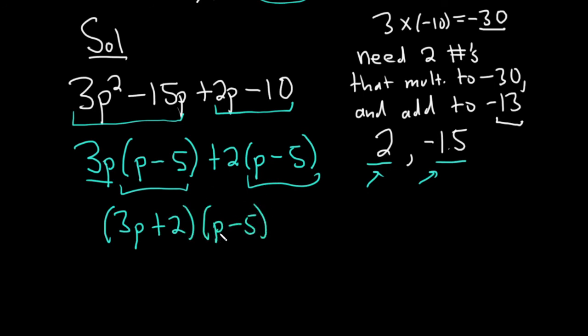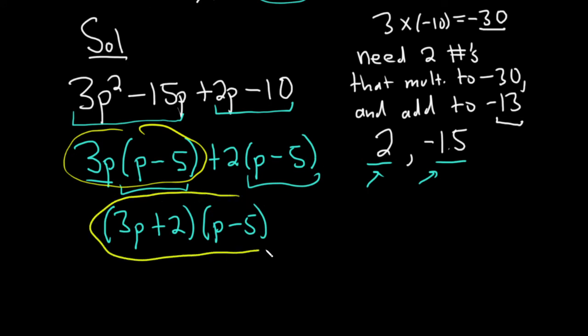Some people have a really hard time with this step, so let's just check. P minus 5 times 3p is right here. See, this whole thing times 3p is this, and this whole thing times 2 is this. So everything checks, and that is the fully factored form.